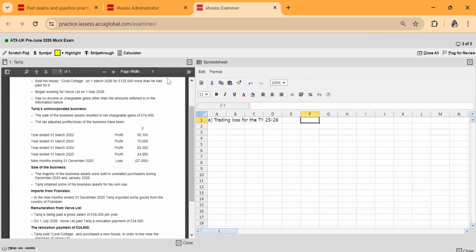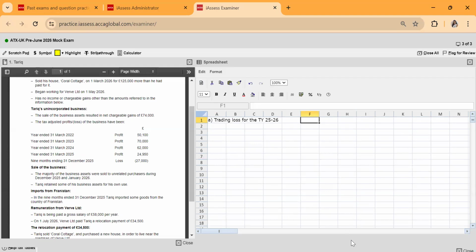Let's calculate it. The sale of the business resulted in a net chargeable gain of 74,000, and the tax adjusted profit or loss of the business is given to you for the 9 months ending December 25. The trading loss for the tax year 25-26 starts from April 25 and ends on the cessation, 31st December. April, May, June, July, August, September, October, November, December is 9 months, so we just take the 9 months loss, which is given as 27,000 straightforwardly.